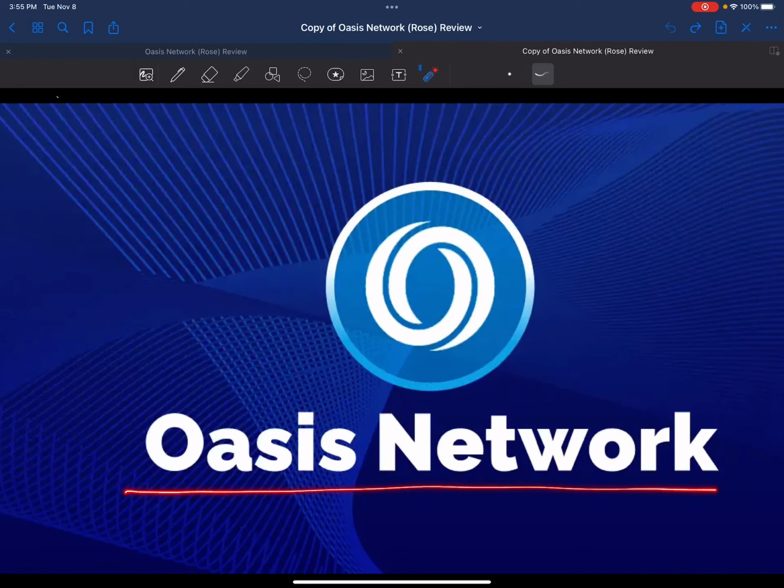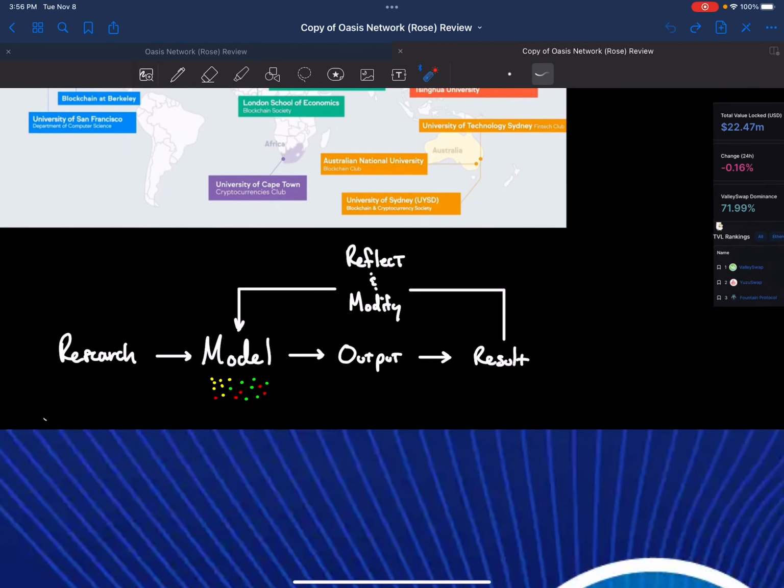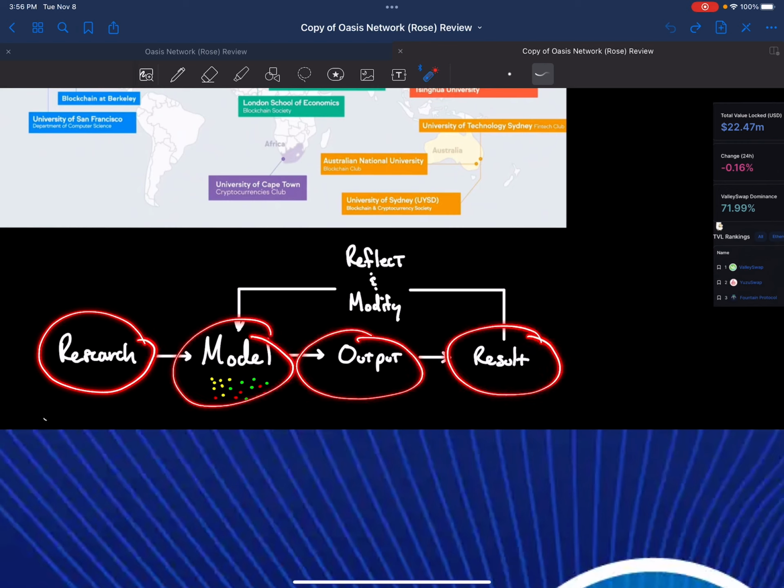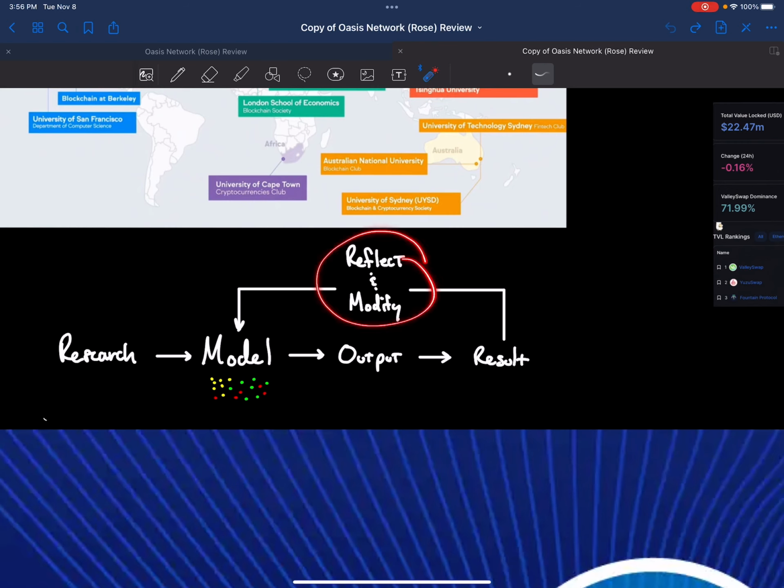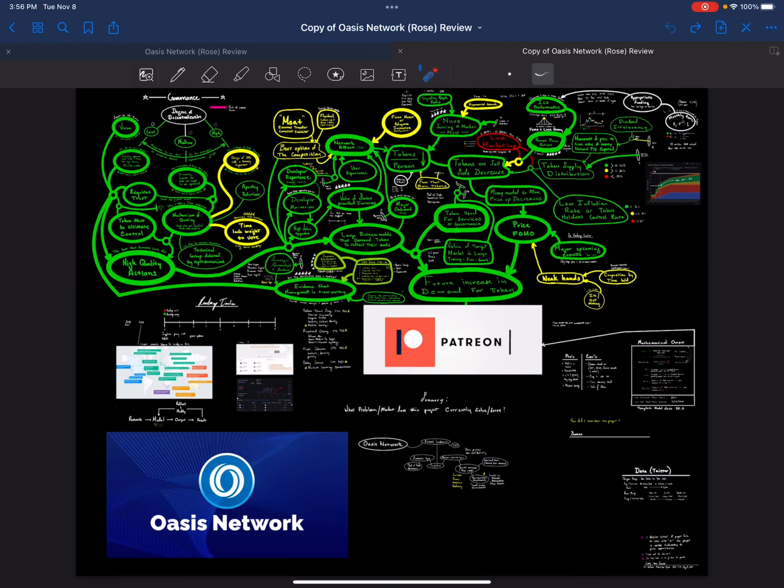Today I'm going to review the Oasis Network, the ROSE token. For those who don't know my channel, what I do is I do research into a model. The model has an output. I weigh the model's output to reality to reflect and modify the model to correlate to the highest ROI in the cryptocurrency space. This is the model. The project is the Oasis Network, and I'm going to dive right into it.